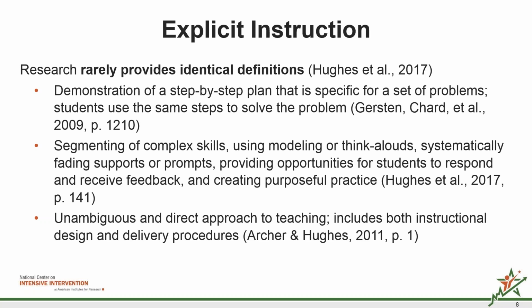Charlie Hughes and his colleagues talk about explicit instruction as making sure you're segmenting complex skills. So this is really focusing on one or two skills that a student needs to learn. And then after you figure out what you are going to teach, teachers use modeling or think-alouds to show students how to work through problems. And then as they do that, they systematically fade different supports that have been put in place and then provide practice opportunities for students and provide feedback to students as that goes along.